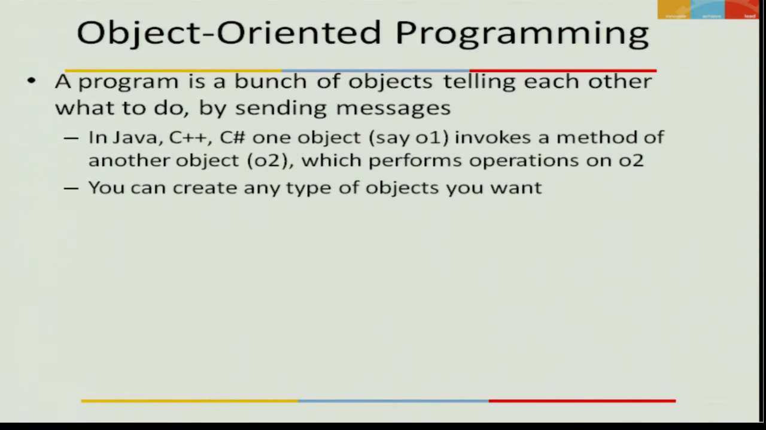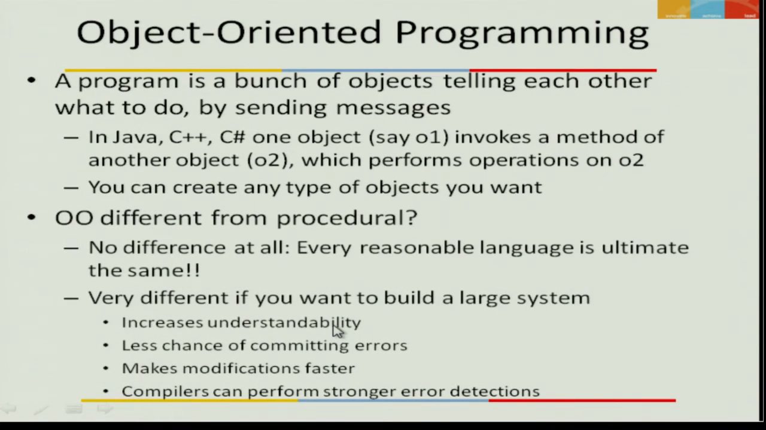So that's the case in Java, C, C++, and C#. And you can create any type of object that you want. Now, one of the questions is: is object-oriented programming different from procedural?